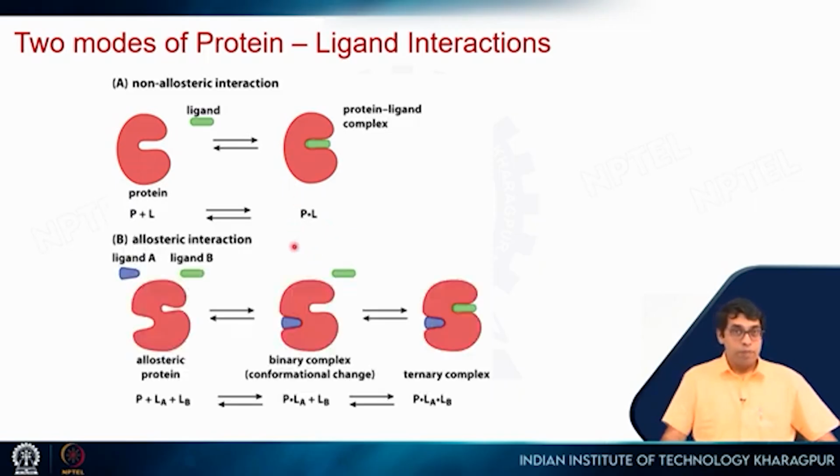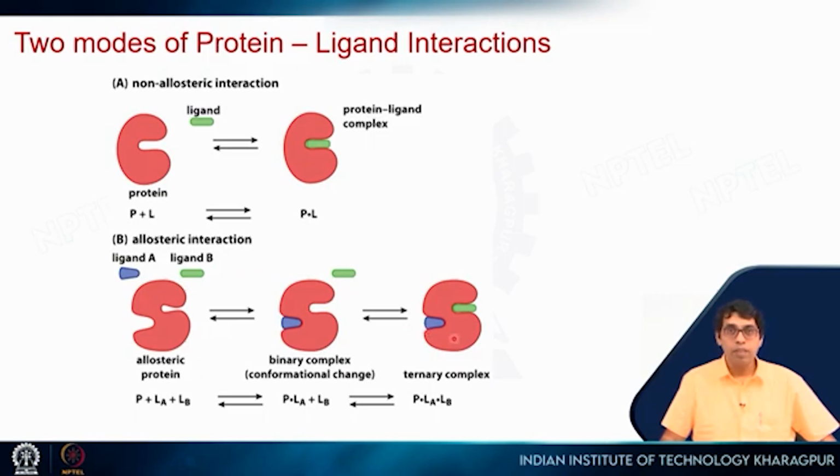There is a second type of interaction which is called allosteric interaction. In this case, we may have two ligands and they have two different binding sites. So, ligand A binds to this site of the protein and once it binds to this site of the protein, it results in a change in the other site of the protein. So, this is called allosteric communication. So, you can see that the shape of this changes. Now, it can bind to the second ligand which is called the ligand B.